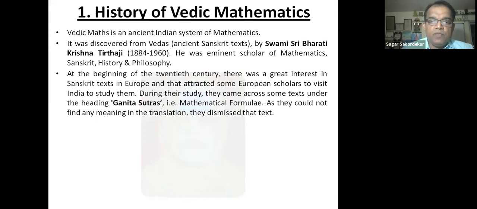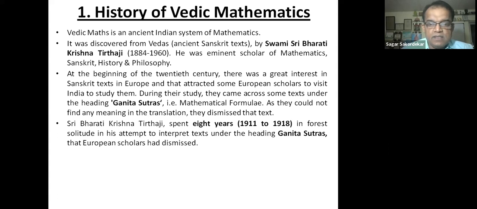At the beginning of the 20th century, there was great interest in Sanskrit text in Europe, and that attracted some European scholars to visit India to study them. During their study, they came across some text under the heading Ganita Sutras, that is, mathematical formulae. As they could not find any meaning in the translation, they dismissed that text.